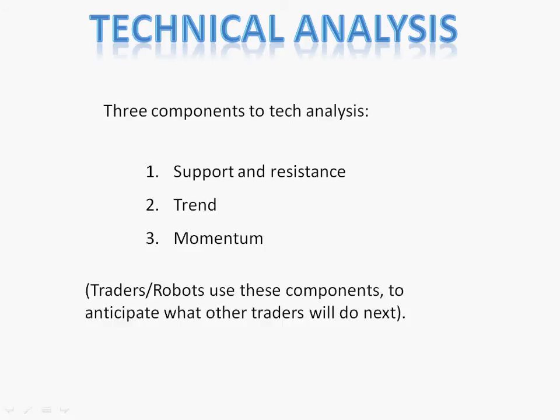Traders and robots use these components to anticipate what other traders will do next. I should note that all of these components are relative to time. So when you're measuring these three components, it's always relative to a time period at which you're measuring them. In fact, everything in the universe is relative to time. So now we're going to go over these three components and give an example of each.